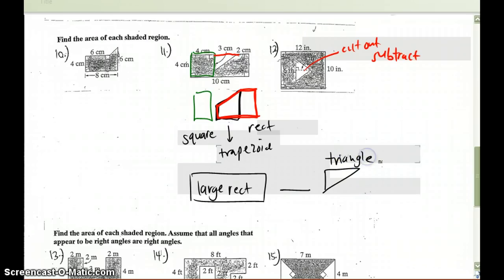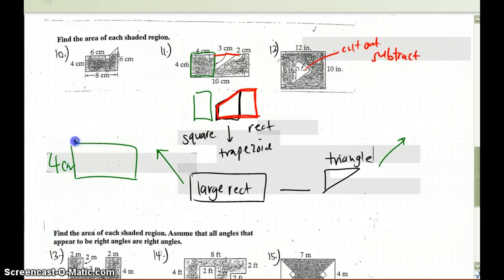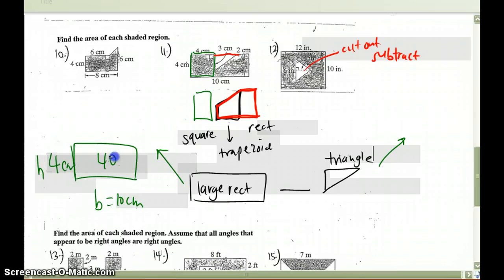That's what I'm going to do instead. Okay, so I will do the rectangle here and I'll do the triangle over here. So the rectangle, the whole large rectangle, is a 4 centimeter height, and then the base is 10 centimeters. So that's going to be 40. 4 times 10, base times height.